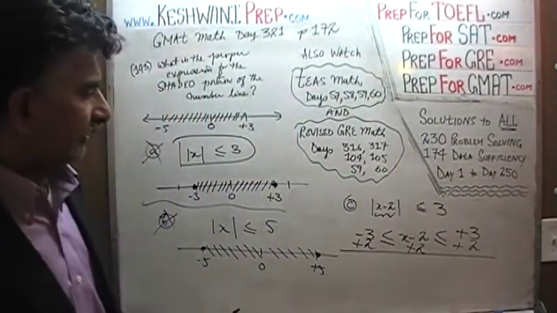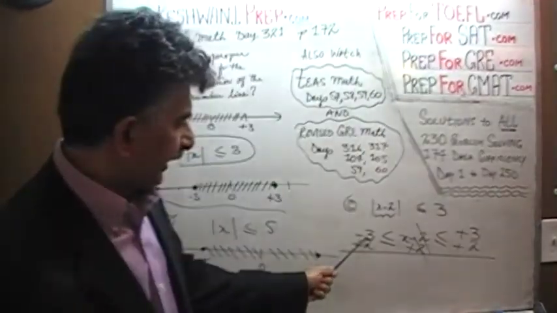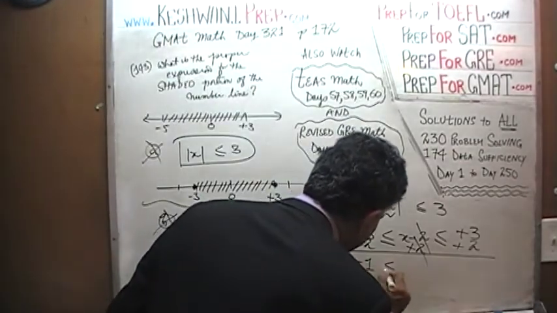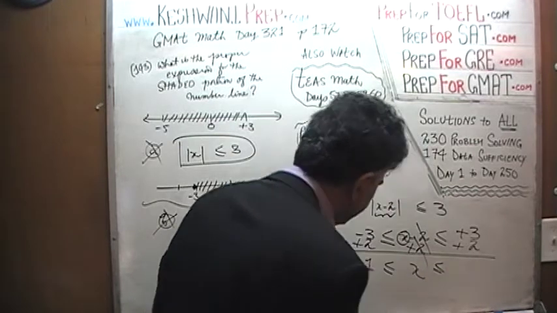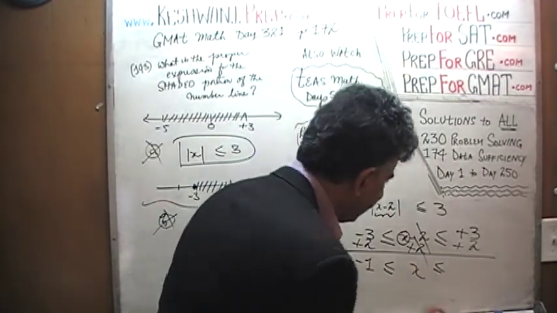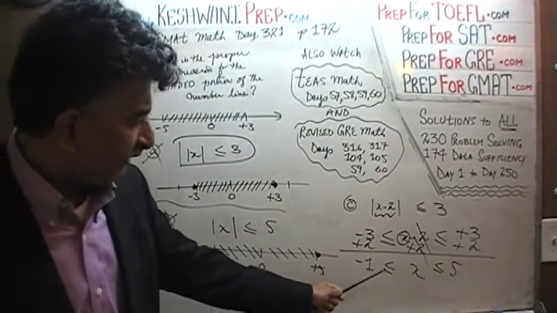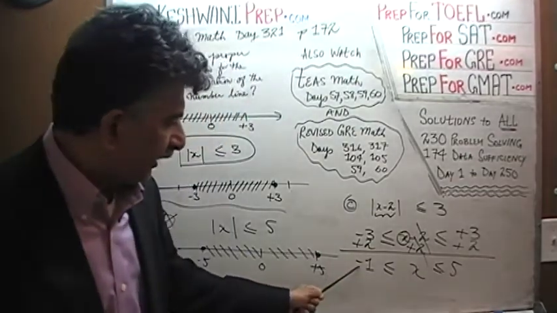Add 2 to all three sides. Now we have a negative 2 and a positive 2. They're going to kill each other. Here we end up with a negative 3 and a positive 2. Negative 3 and a positive 2 is negative 1, which has to be less than or equal to x. Here we are left with only x, which has to be less than or equal to 3 and a 2, which is 5. So what it shows us is the value of x that lies between negative 1 and positive 5.